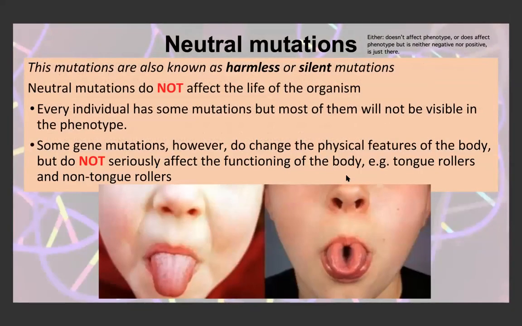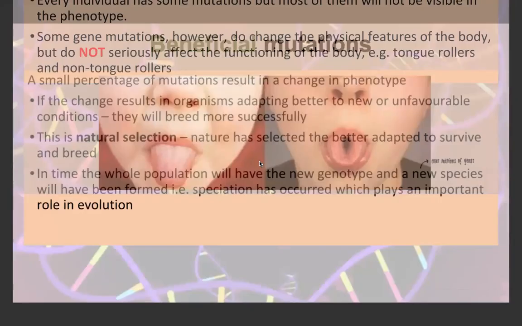Some mutations are neutral, which means that they either don't actually affect the phenotype of the organism, or they do affect the phenotype, but it has little to no actual consequence. For example, tongue rolling. You can see that it does affect the phenotype if you're able to roll your tongue, but it doesn't affect your life. You're not going to be more or less adapted or something like that. It's not going to affect whether you have a greater rate of survival. So neutral mutations are also known as harmless or silent mutations.